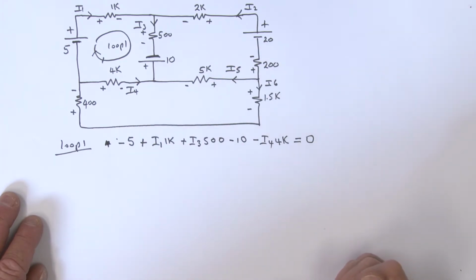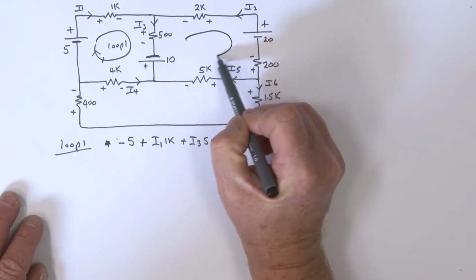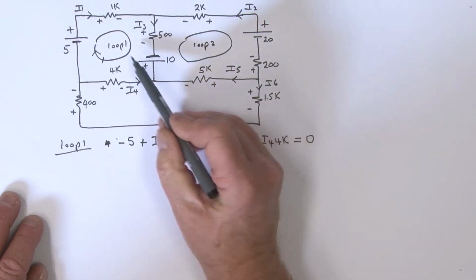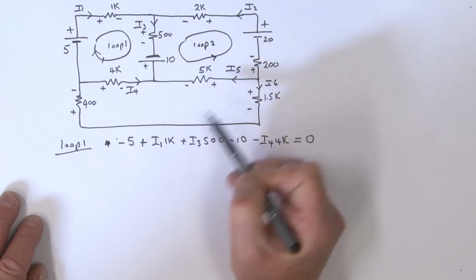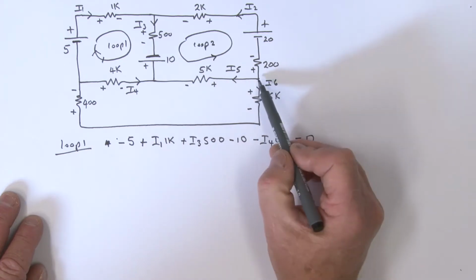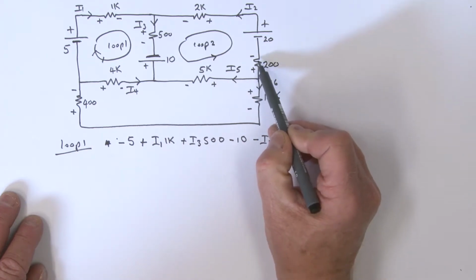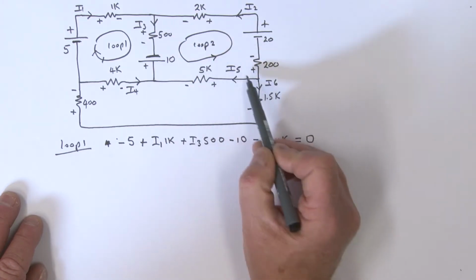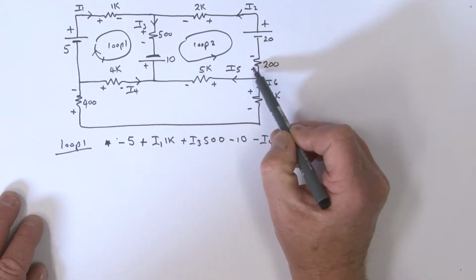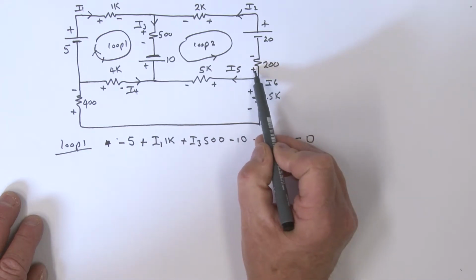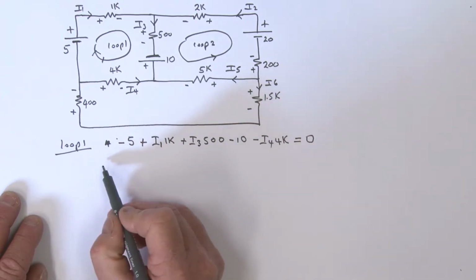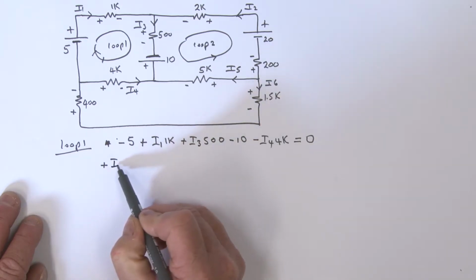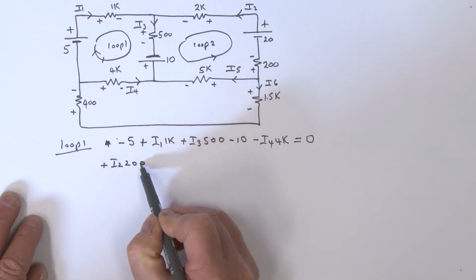All right, next loop equation, we'll call this loop number 2. Let's just go the other way. Where am I going to start? Maybe I'll start right here, and I'll look at this first component and so on as we go around. If I'm starting right here, the first sign I come to is a plus, so that's going to be a plus. The current here is I2, and that is times 200.